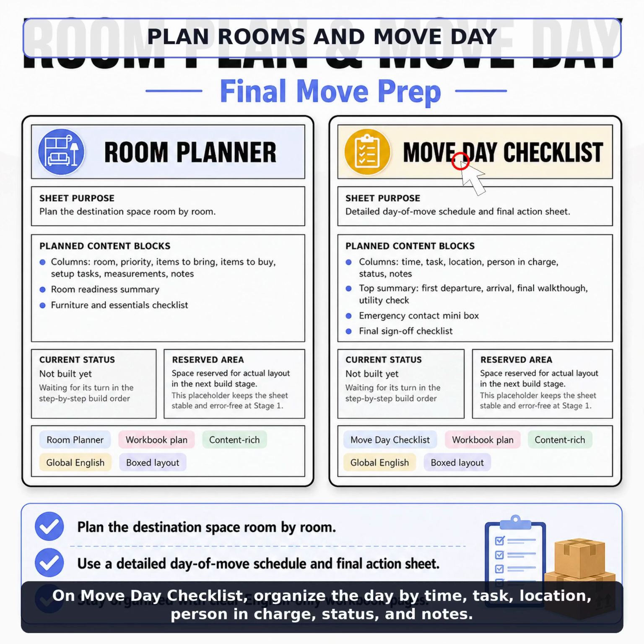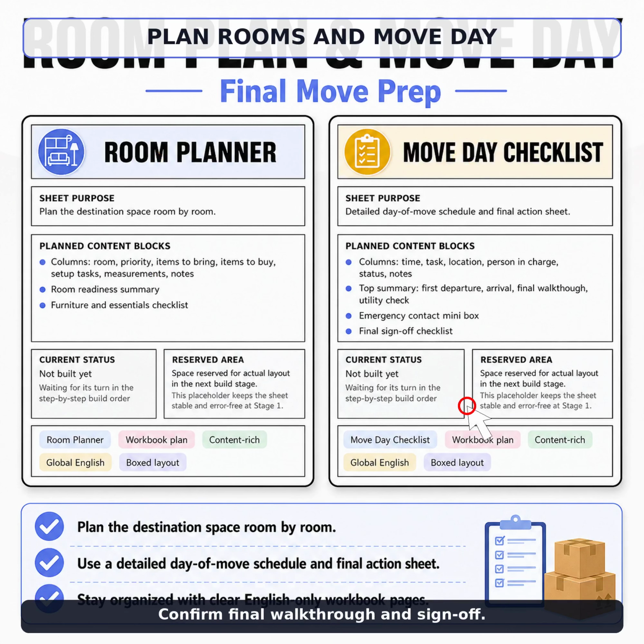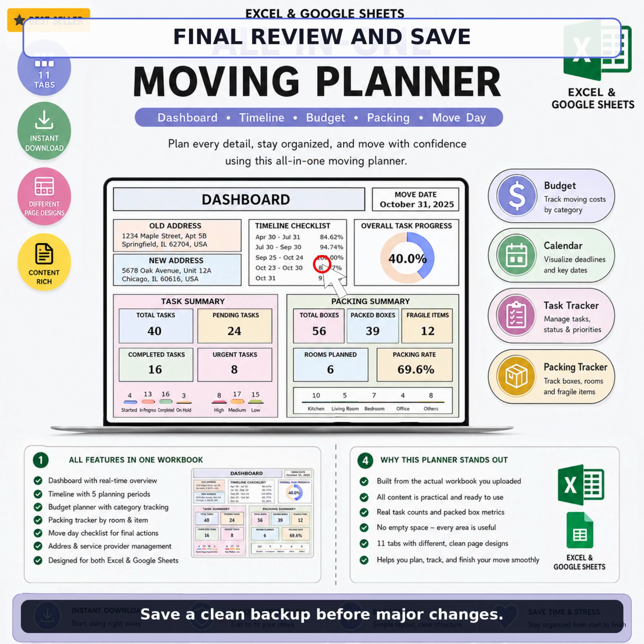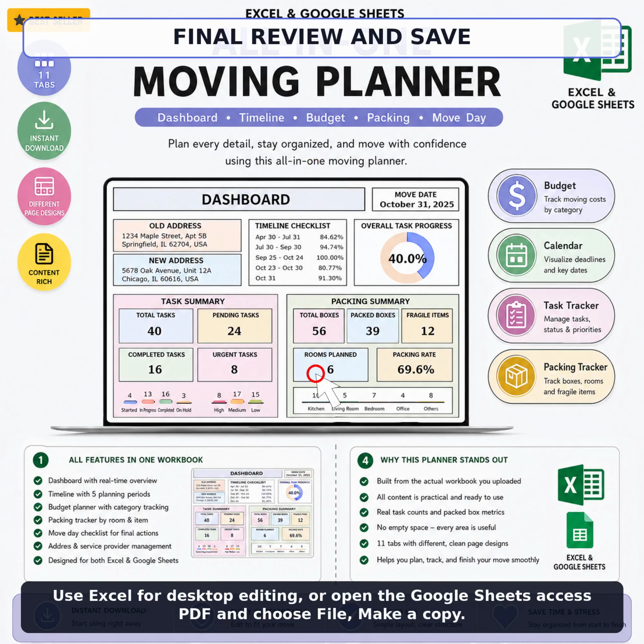After all source tabs are updated, return to the dashboard. Confirm the move date, addresses, task progress, packing rate, remaining budget, and selected service providers. Save a clean backup before major changes. Use the Excel workbook for desktop editing, or open the Google Sheets Access PDF and choose File, then make a copy. Review the planner every week until the move is complete.